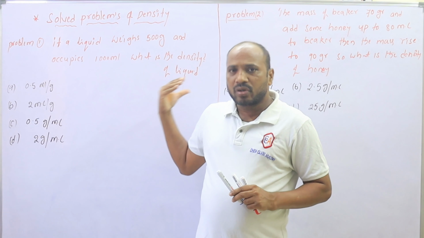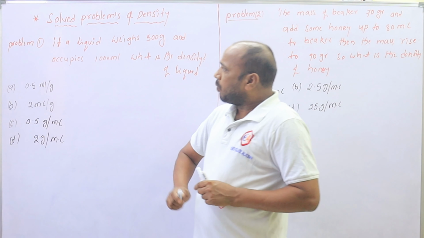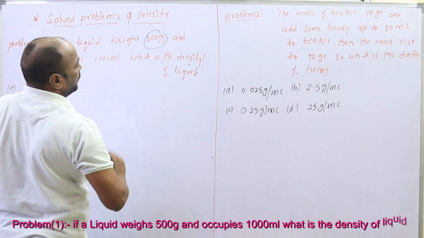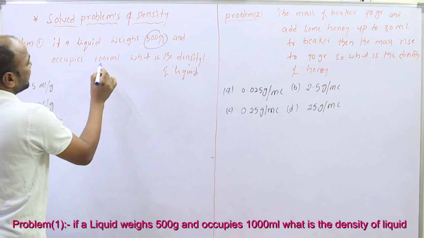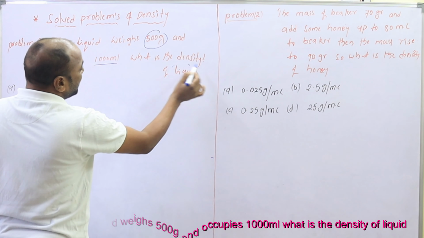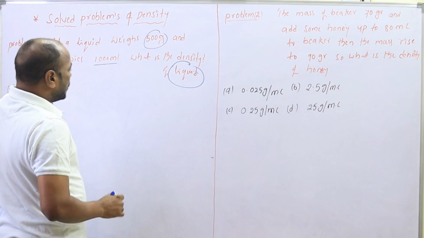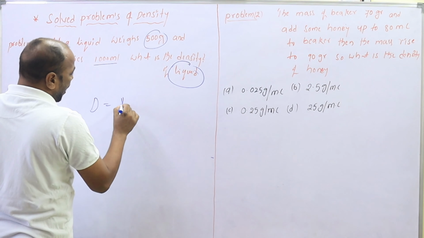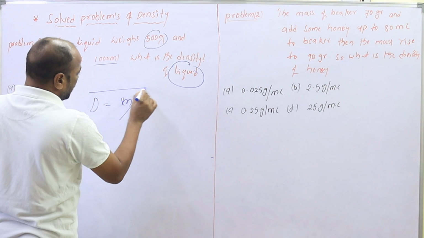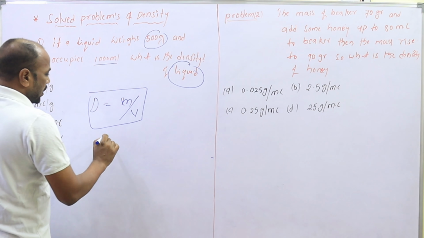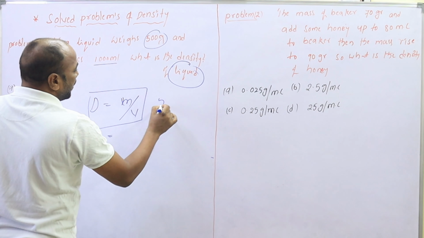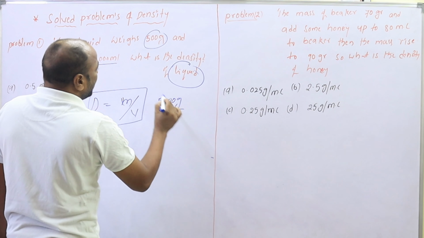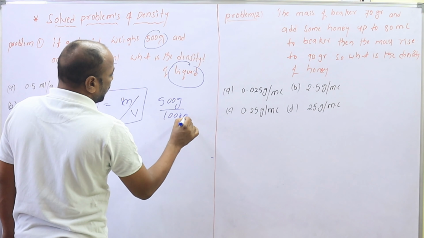Some problems about density. The first problem is: if a liquid weighing 500 grams occupies 1000 ml, what is the density of the liquid? So the formula of density is mass by volume. Mass is 500 grams and volume is 1000 ml.